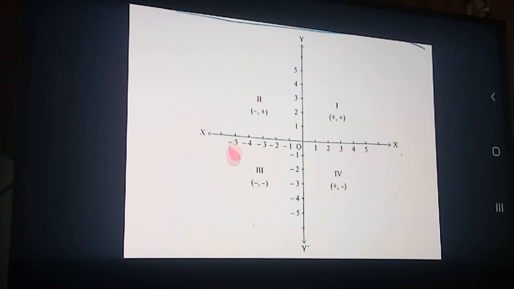I hope all of you got a clear concept about the quadrants. Clear now? Yes. Okay, bye, we will see in the next video.